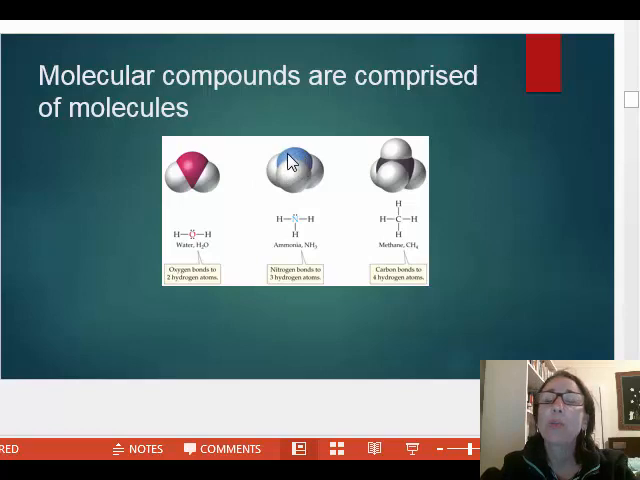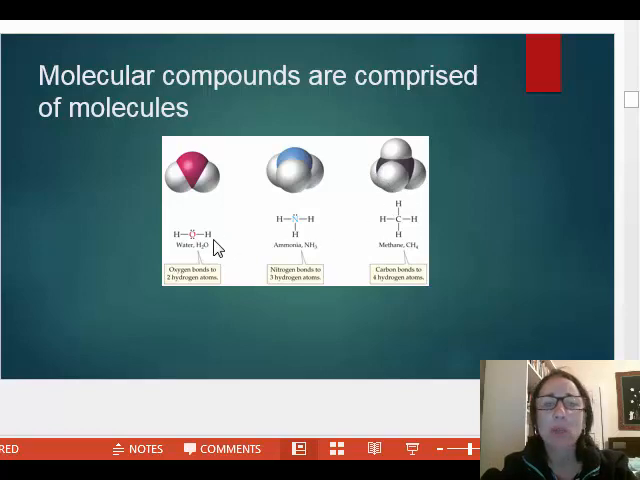For ammonia, the blue sphere in the middle represents a nitrogen atom, and the three attached white spheres represent hydrogen atoms. For methane, the middle black sphere represents a carbon atom, while the four attached white spheres represent hydrogen atoms.